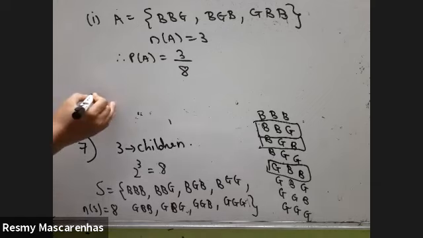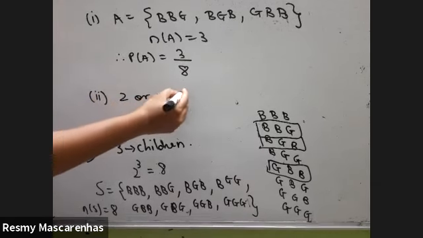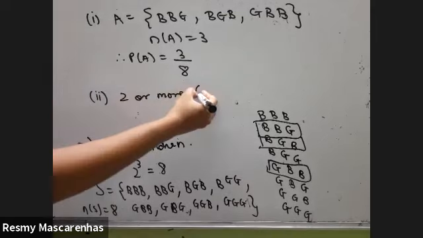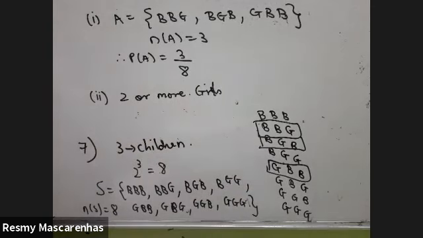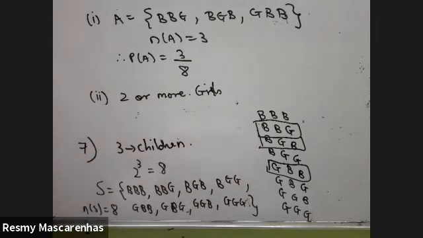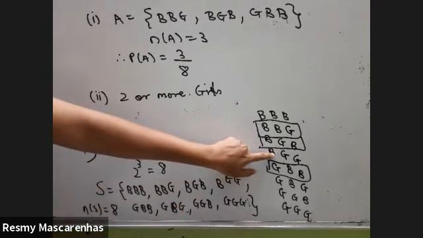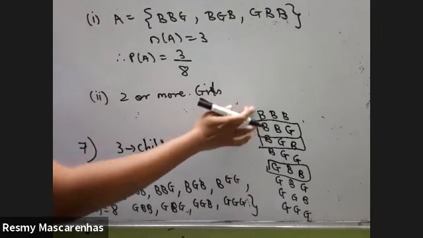Second one, at least 2 girls. At least 2 girls means 2 or more. So pick up those pairs from here where there are 2 or more girls. Maximum could be 3, so 2 or 3 girls. So here 1, 2, 3, 4. Because this is more than 2 girls. You cannot take this because this is less than 2. Here there are 0 girls, so you cannot pick up this also.